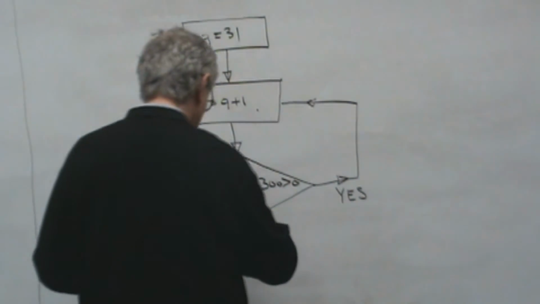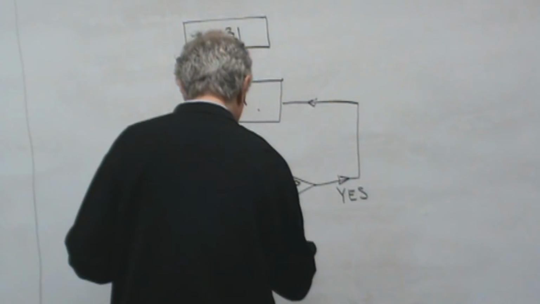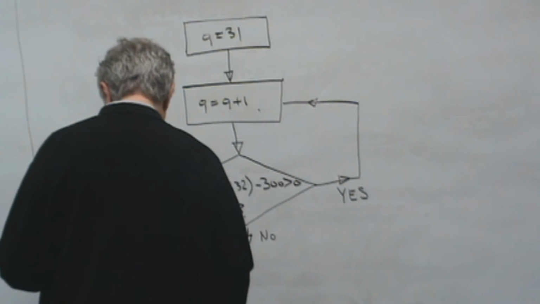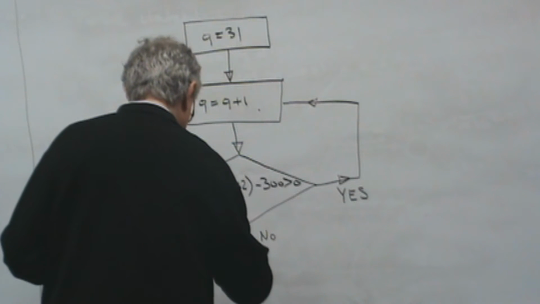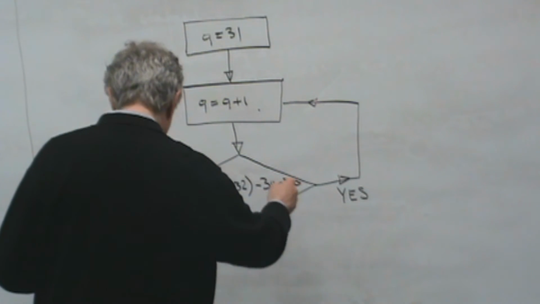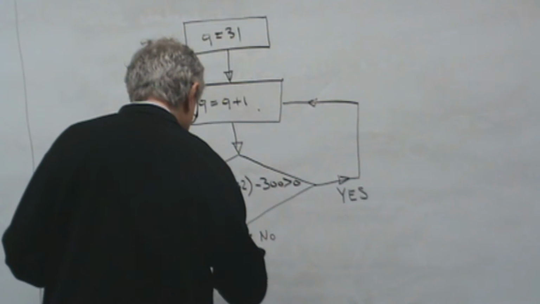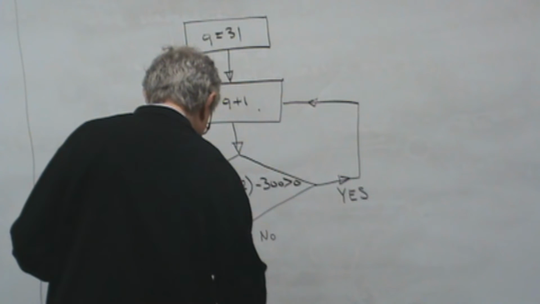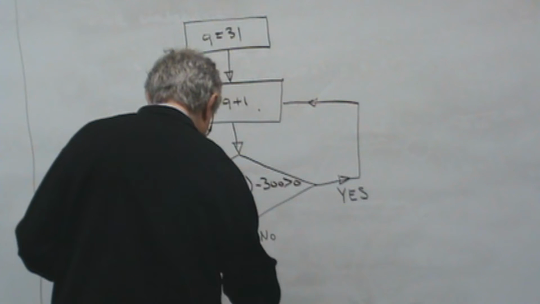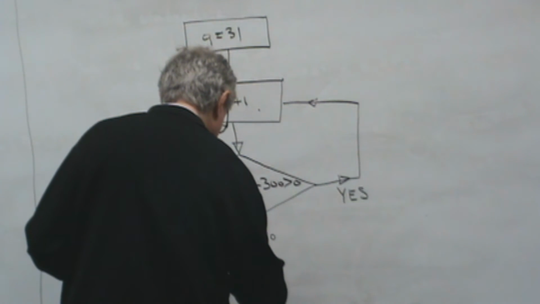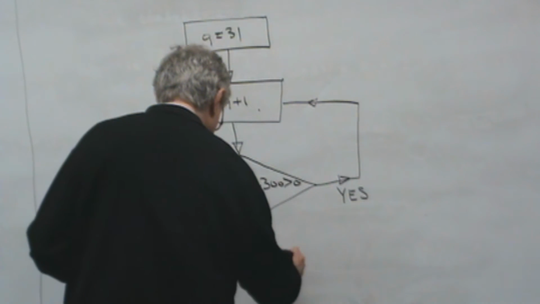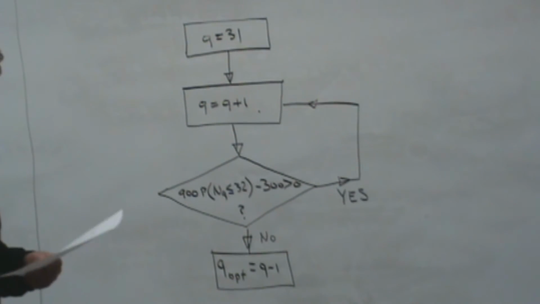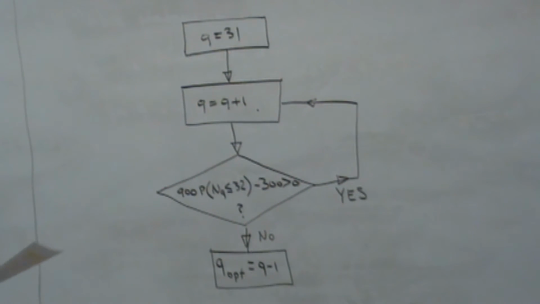If the answer is no, then the optimum is we don't increase the number of reservations, so Q optimum is actually the Q that we tried less 1. Okay, so this is the flow chart.